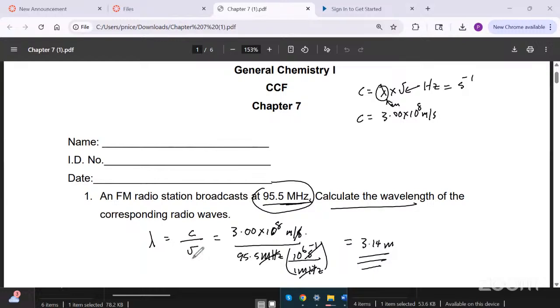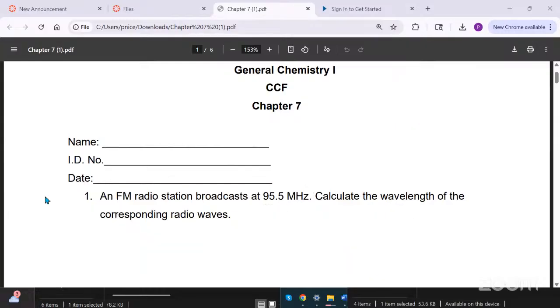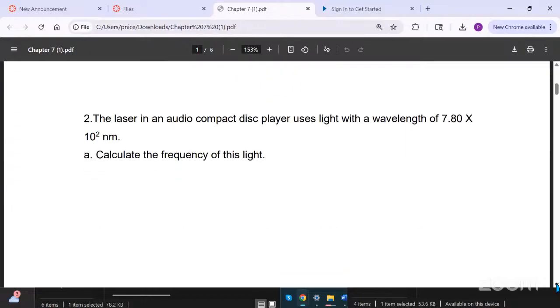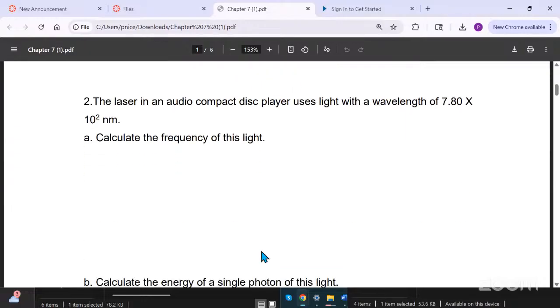Any questions? Okay, so let me clear this and scroll down. Okay, number 2. We should be able to do number 2A, but not B yet. So let's do number 2A.